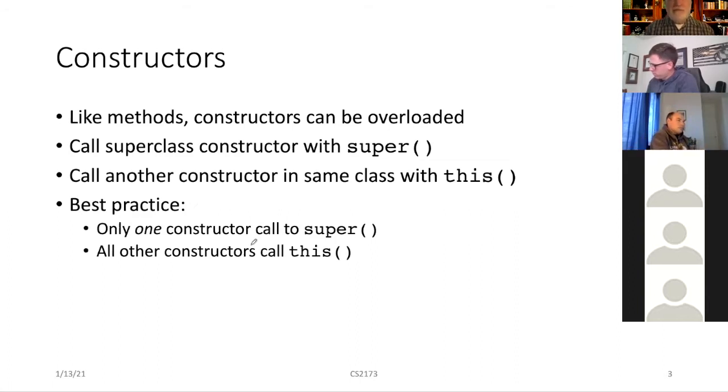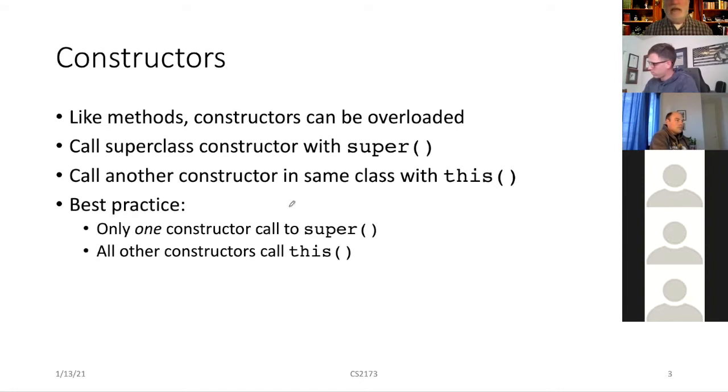Like methods, constructors can be overloaded, and we'll see an example of this. You call the superclass constructor with a call to super. You call another constructor in the same class with a call to this. And that call has to be the very first executable statement in the constructor, and it must be either super or this. No exceptions. If you don't put one in, then Java will put in a call to super with no arguments.